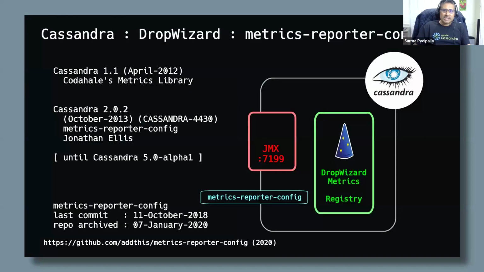Now, this library was added back in April 2012 into the Cassandra project. And you can see in Cassandra version 2.0.2, in October 2013, using the Jira ticket I mentioned there, our favorite Jonathan Ellis worked on that particular Jira ticket. He added that metrics reporter config module into Cassandra. And on the left side, you see this module exists until Cassandra 5.0 Alpha 1.